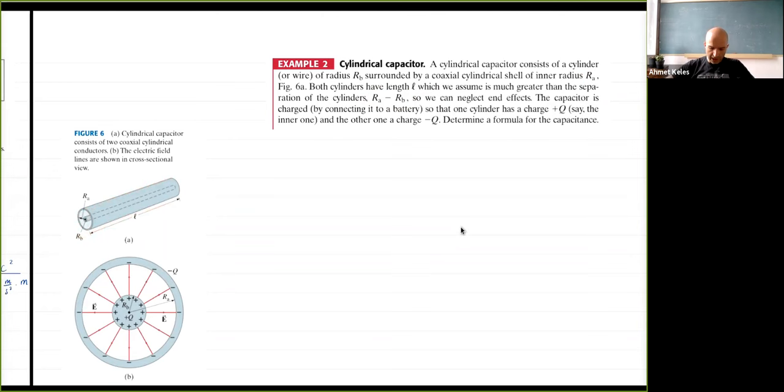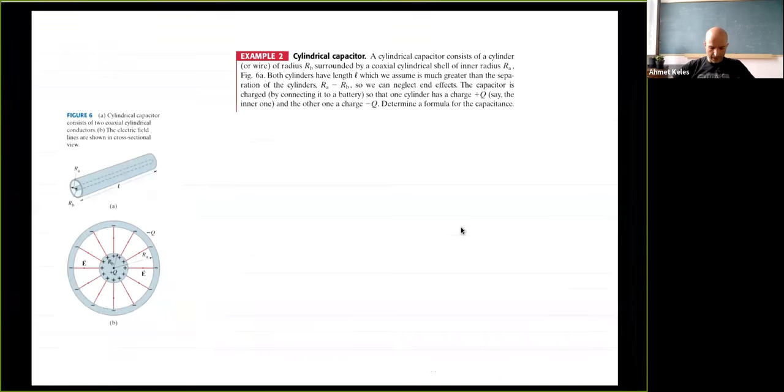The capacitor is charged by connecting it to a battery so that one cylinder has a charge plus Q, let's say the inner one, and the other one has minus Q. And we would like to determine the formula for capacitance. I want to remind you, capacitance C was equal to amount of charge per applied voltage. So we need to get V, and for this we need to get E, right?